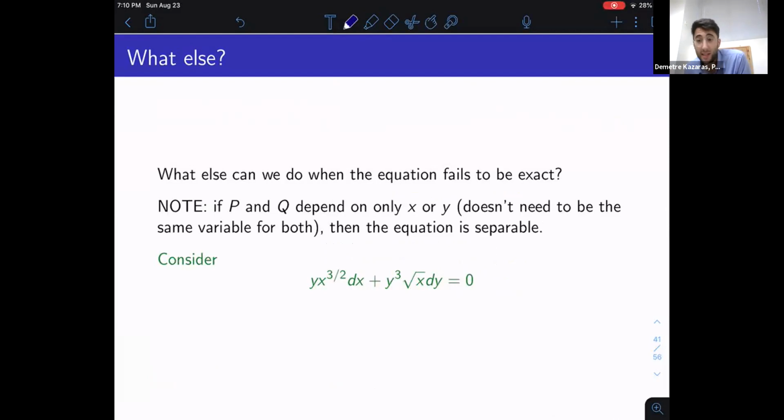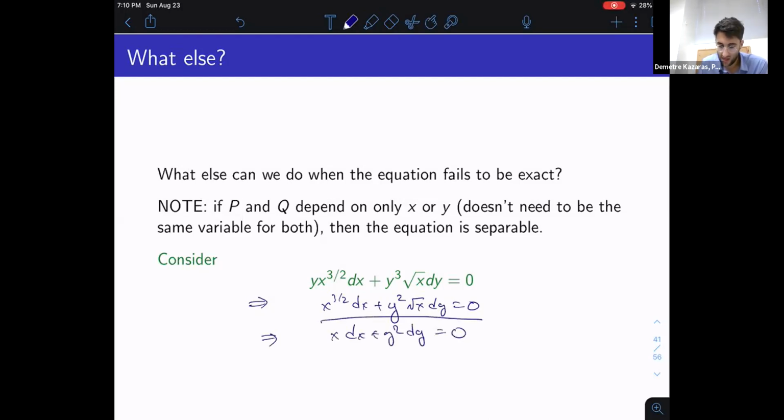Sometimes it might not be immediately obvious that it's separable. For instance, let's take a look at this equation. Let's see, how about we divide both sides by y. Then this becomes x to the 3/2 dx plus, dividing everything by y now, y square root of x dy is equal to 0. And let's divide through by square root of x. Then this becomes x dx plus y squared dy is equal to 0. And this is indeed separable.